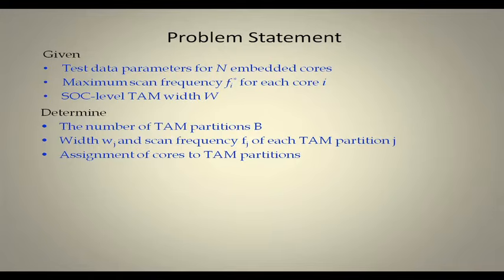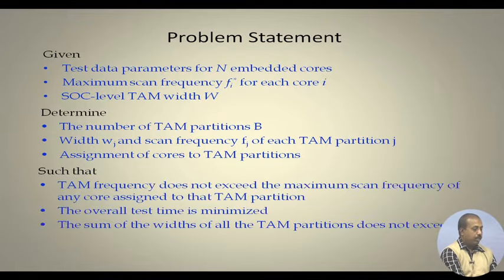Otherwise we cannot have a choice of frequency for each TAM partition, but assuming that we have that choice, this Fj, the scan frequency for the partition, has to be assigned, and then the assignment of cores to the TAM partitions. So, this is the problem statement such that these things are met. The TAM frequency does not exceed the maximum scan frequency of any core assigned to that partition. As we have seen, if a core can operate at maximum 40 megahertz, we cannot put it on an 80 megahertz channel. Then the overall test time is minimized.